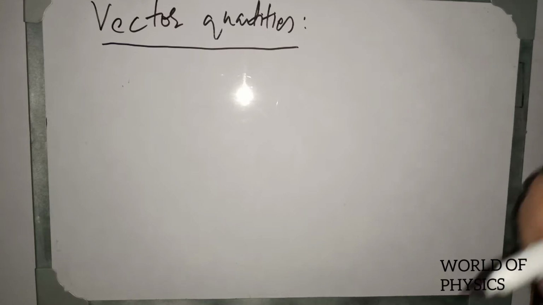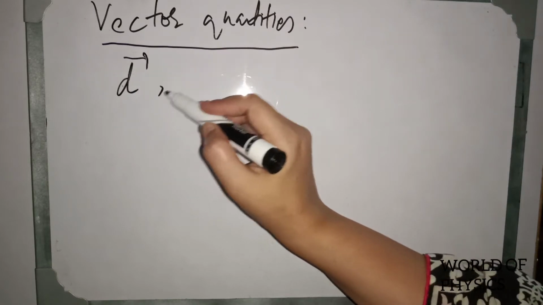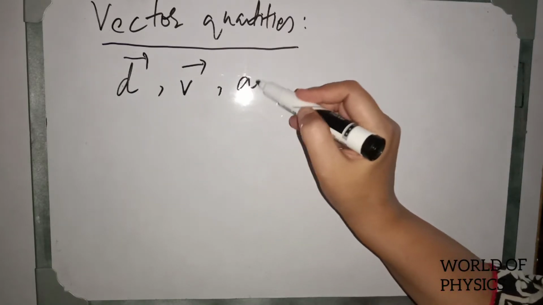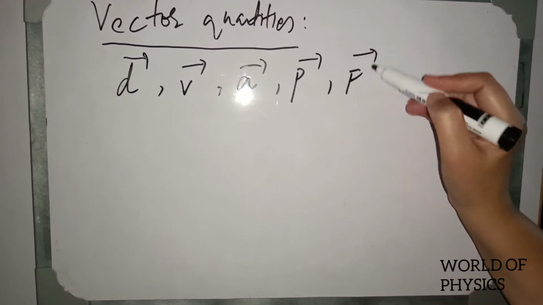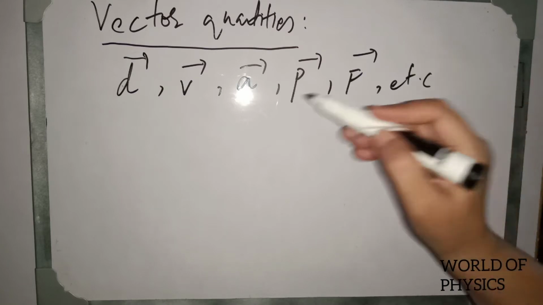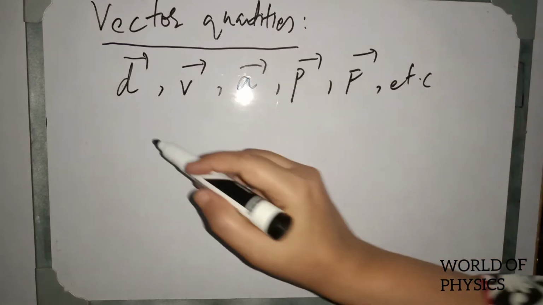Today our topic is vector quantities. Vector quantities can be defined as those physical quantities which are represented by their magnitude as well as direction. For example, displacement, velocity, acceleration, momentum, force, etc. All these are called vector quantities because all these quantities are completely described by their magnitude as well as direction. Now, vectors can be represented symbolically as well as graphically.